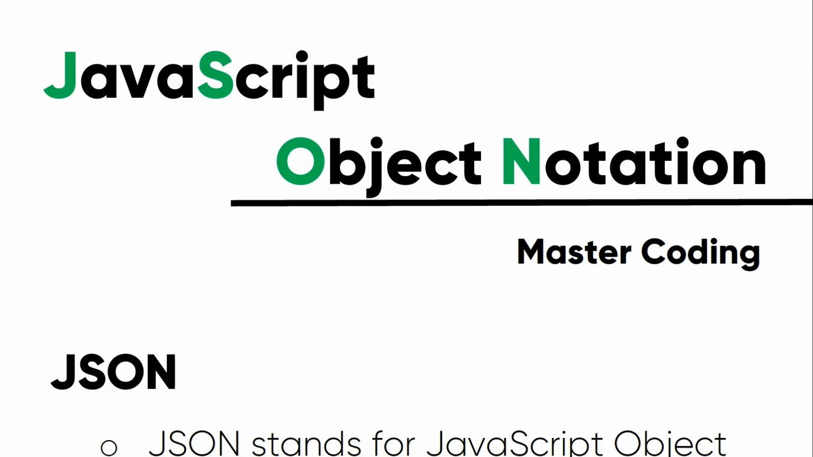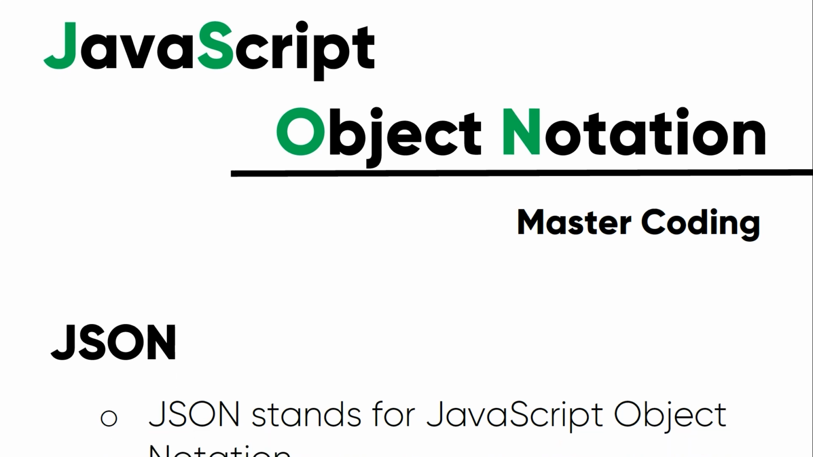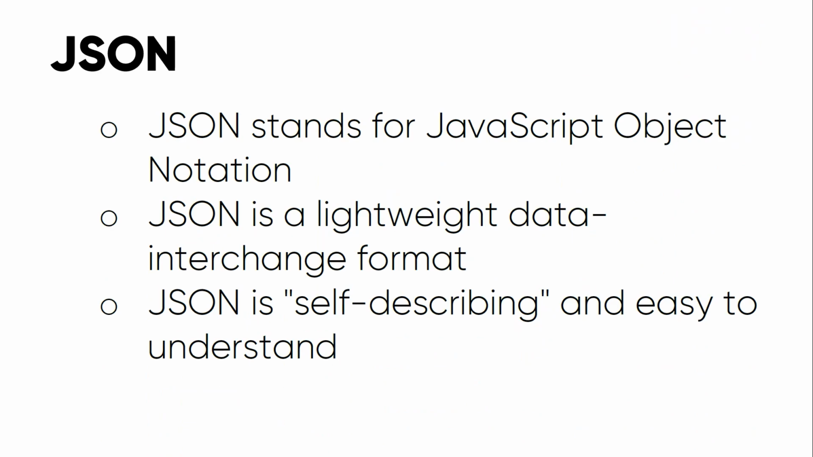Maybe you have heard about JSON. So what is JSON? JSON stands for JavaScript Object Notation. I think you didn't understand this, but we are going to master it in a professional way, so don't worry. JSON is a lightweight data interchange format. JSON is self-describing and easy to understand.